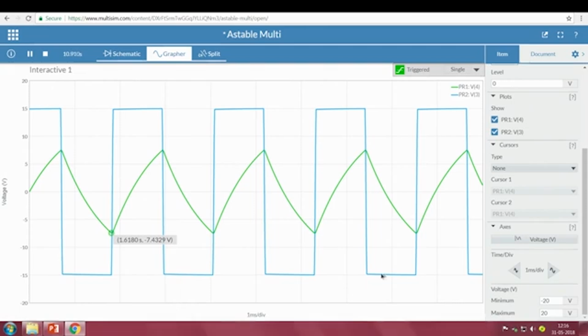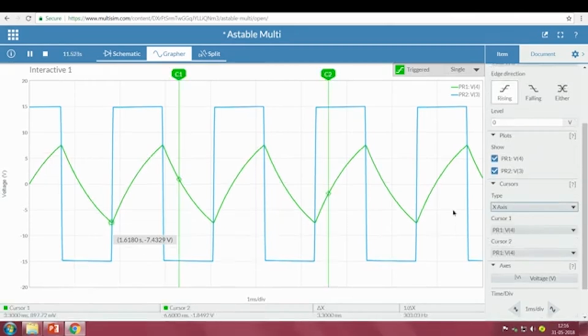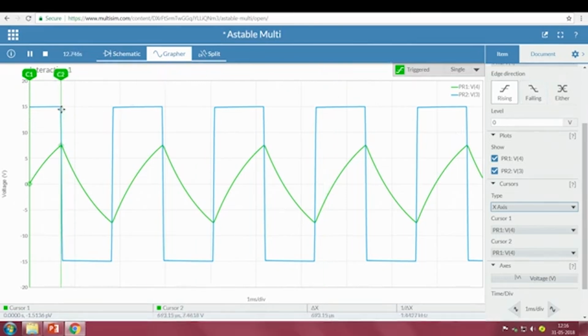Now, if I want to compare with our theoretical results, let me create x axis cursors. Now, if I look into the x axis, one I will connect at 0, right, and the other I will connect at plus VCC 7.5. So, you can observe the cursor 2 value here, somewhere close to 7.247. Now, what is delta x?